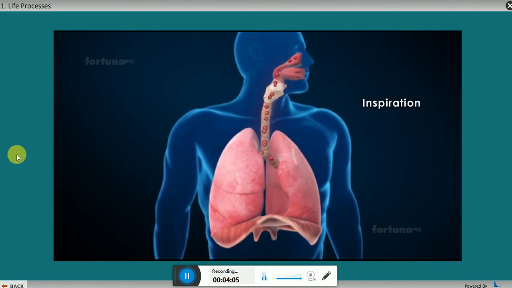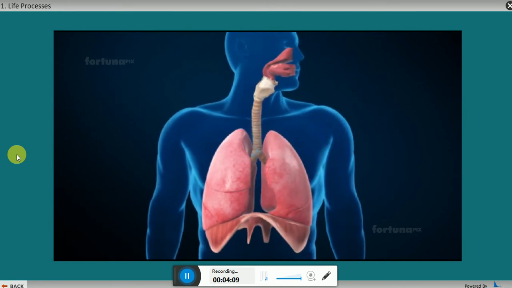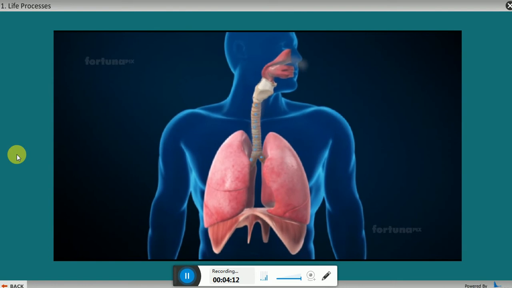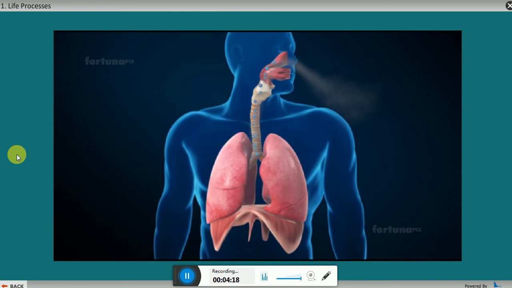When the diaphragm relaxes, the volume of the thoracic cavity will decrease and the air pressure inside the lungs will increase. Air with carbon dioxide will be pumped out of the lungs. This is what's known as expiration.